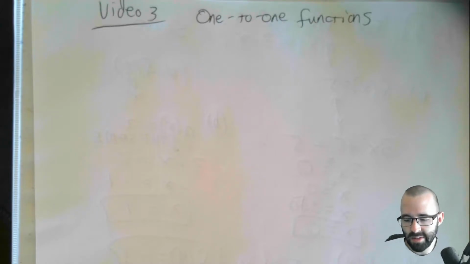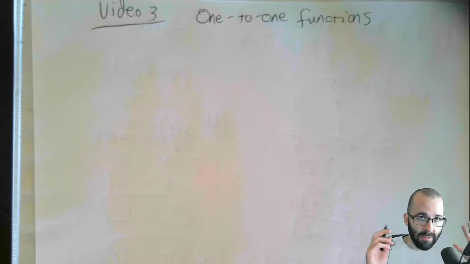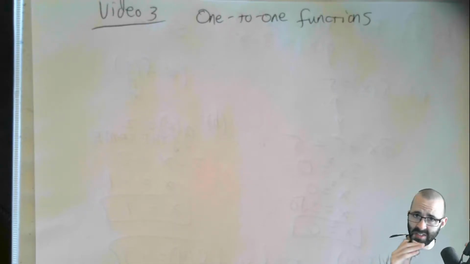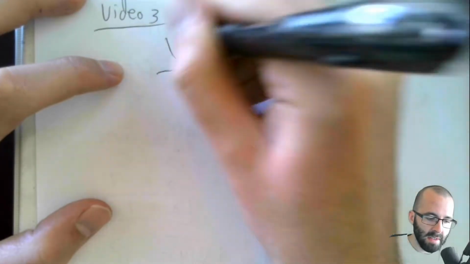We're going to talk about one-to-one functions. So the big thing when we talked about functions, right? For functions, every x, every input can only go to one place. But the converse is not true, right? One of the functions that we talked about was a parabola.